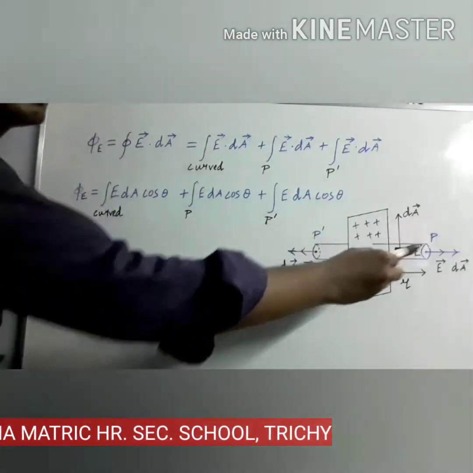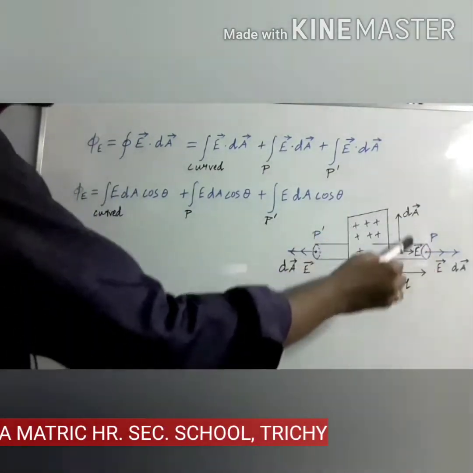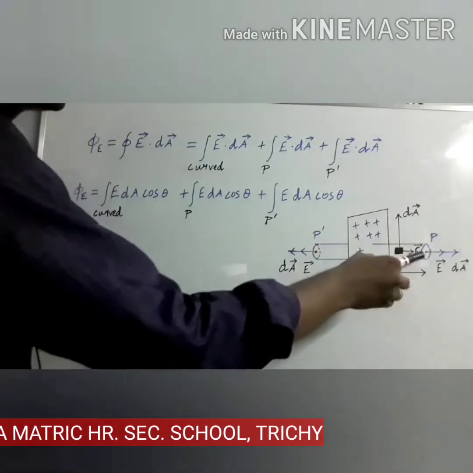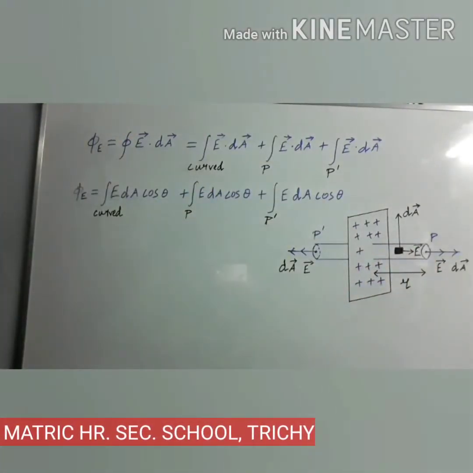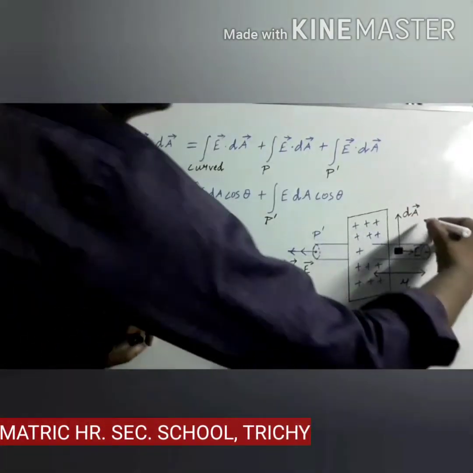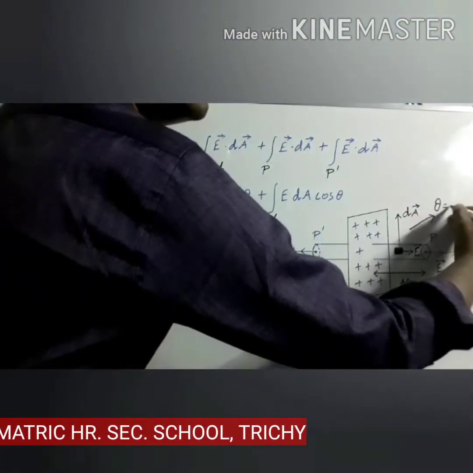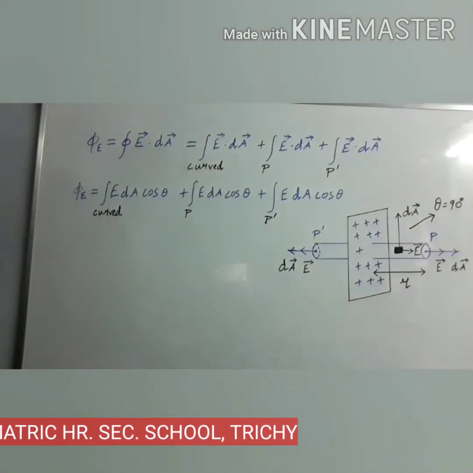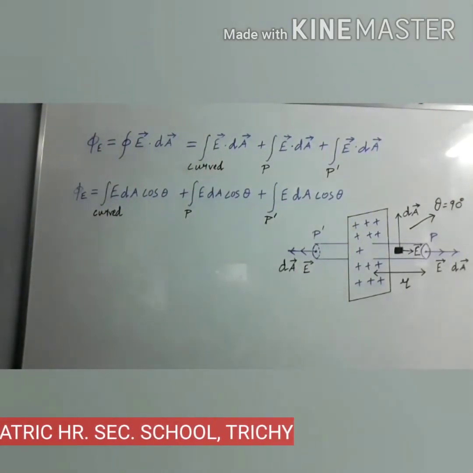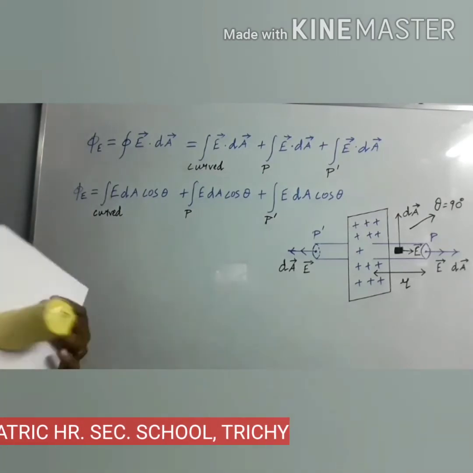So it is given in this diagram. dA is nothing but the direction of the normal. Here I have given the direction of the electric field, it acts horizontally. Now what is the angle? At the curved surface, the angle theta is equal to 90 degrees.